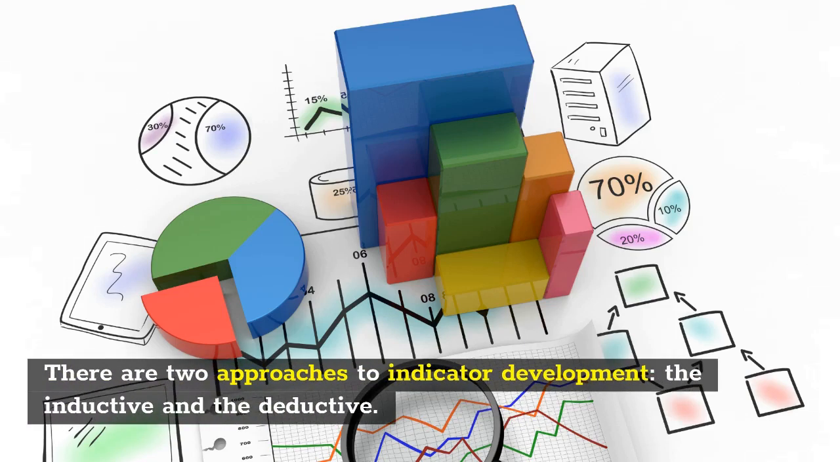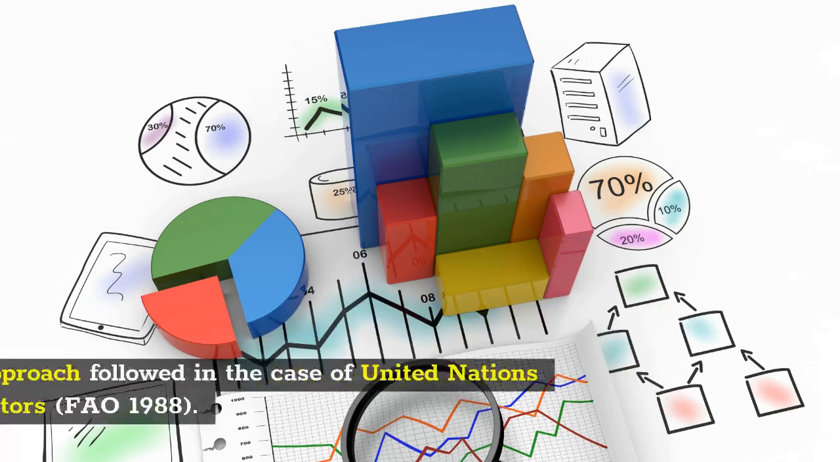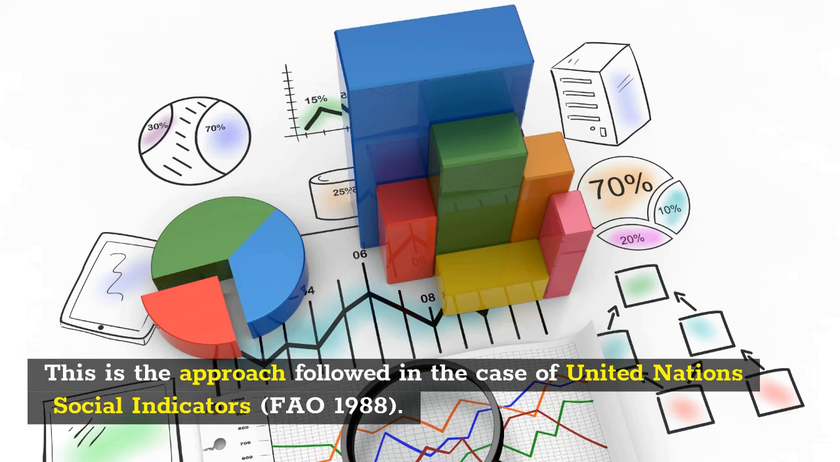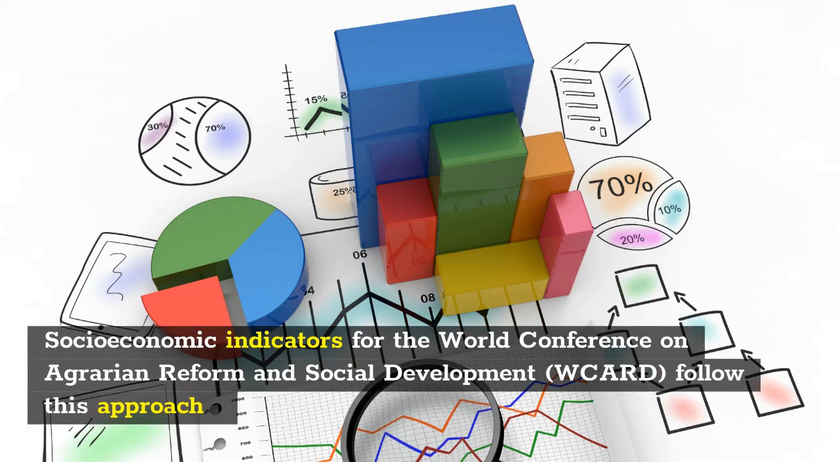There are two approaches to indicator development: the inductive and the deductive. In the inductive approach, a system of social, economic, and demographic statistics is created and a wide range of indicators is developed on the basis of the statistics available. This is the approach followed in the case of United Nations Social Indicators, FAO 1988. In the deductive approach, the areas of interest are first identified, and then requisite indicators are developed. Socioeconomic indicators for the World Conference on Agrarian Reform and Social Development, GARD, follow this approach.